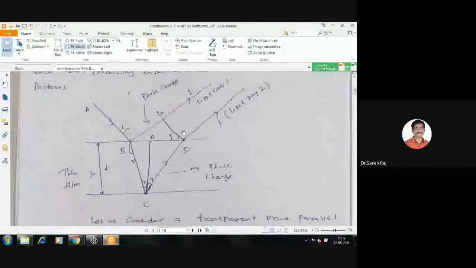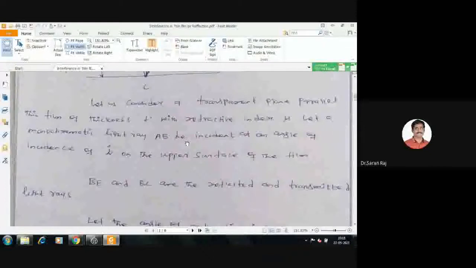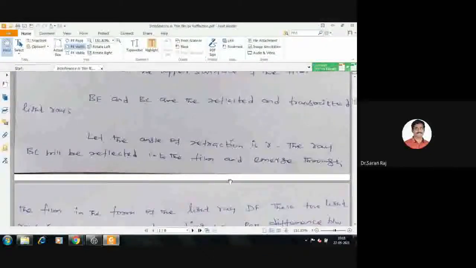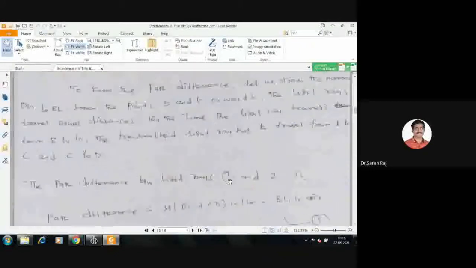By the time the light ray travels from B to G, the transmitted light ray travels from B to C and C to D. Okay, now we can calculate. So we can write it.